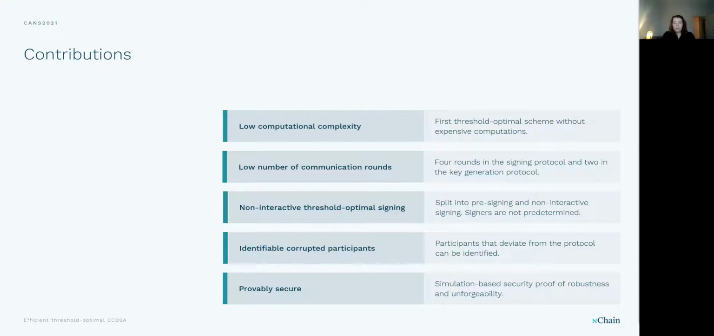It is also able to identify corrupted participants. So if anyone deviates from the protocol, then they'll be identified. And the scheme has a security proof along with it.